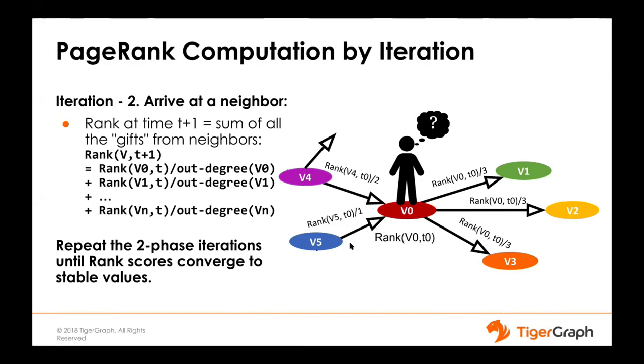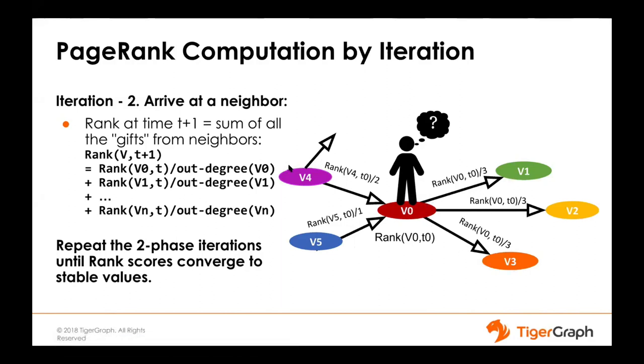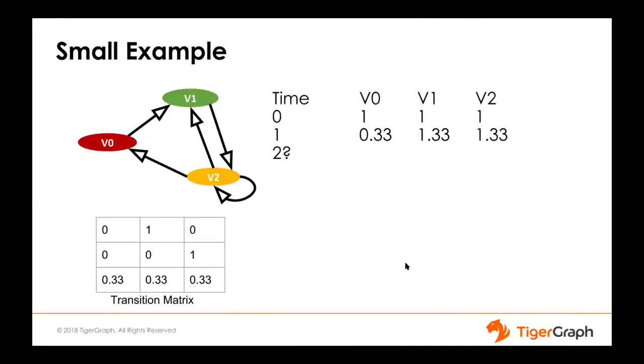I've skipped one detail for those of you that know this already, and I know some of you do. The idea is you repeat that iteration of sending out your current score and then receiving it. What will eventually happen is the scores will converge. They will settle down till they stop changing. And when the scores stop changing, then you're done. Typically, depending on the graph, it may take 10, 20, 30 iterations.